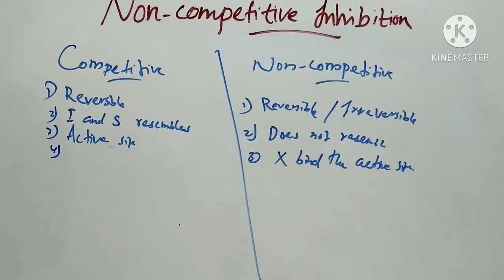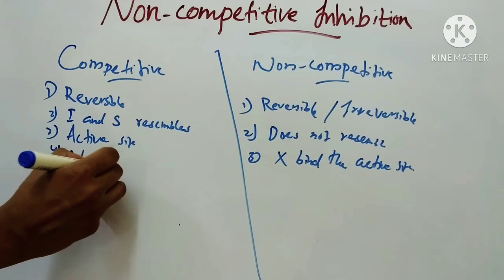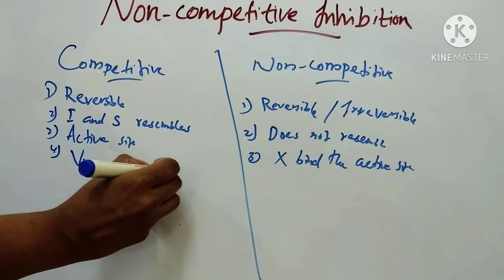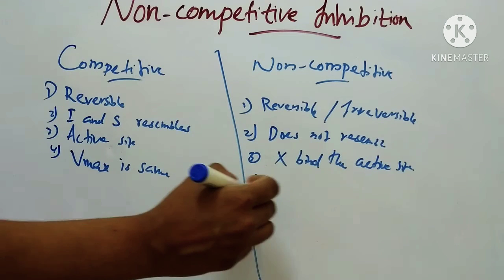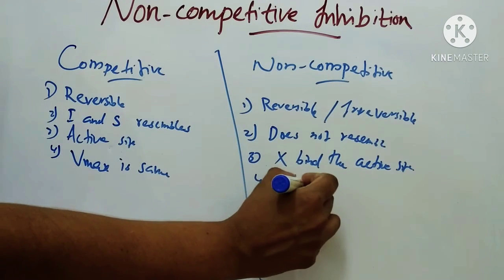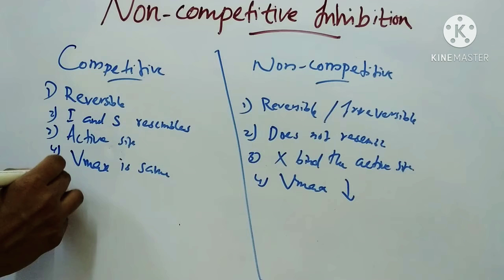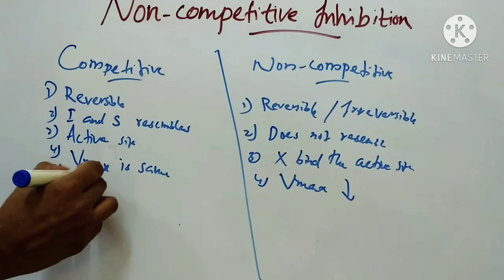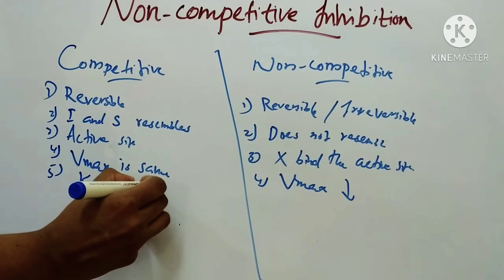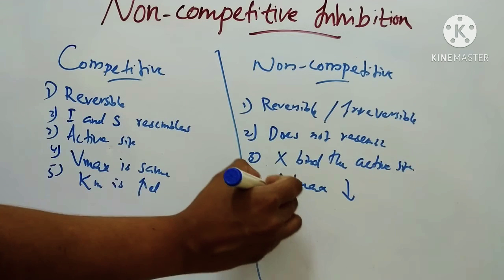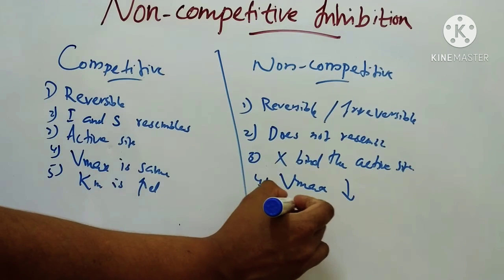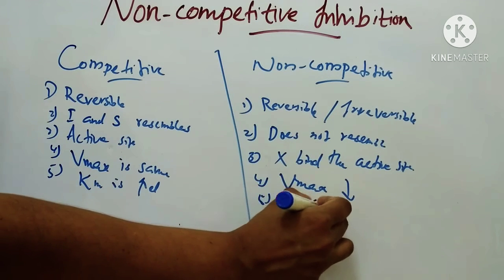Next, Vmax is the same in competitive inhibition, while in non-competitive inhibition, Vmax is lowered. Next, Km is increased in competitive inhibition, while in non-competitive inhibition, Km is unaltered or kept constant.